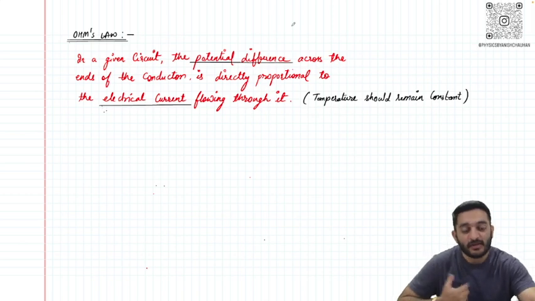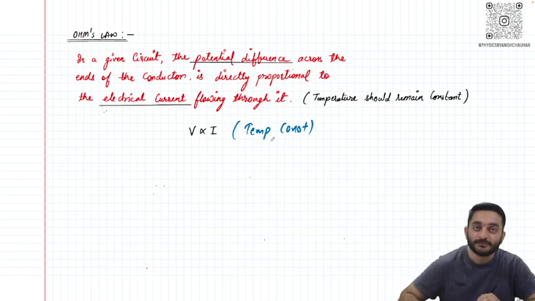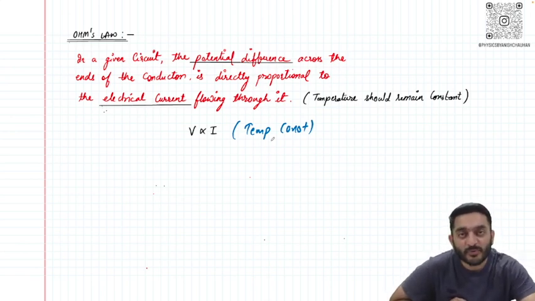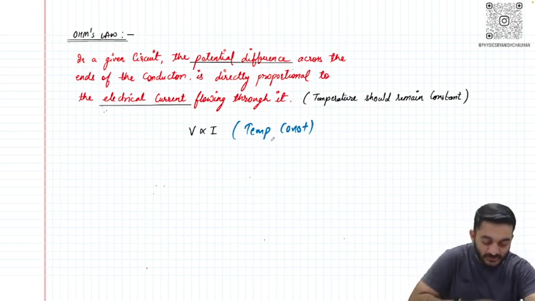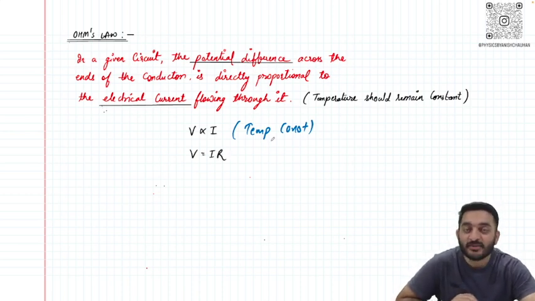So when I say that according to Ohm's law my voltage is directly proportional to current, you should always remember that Ohm considered the temperature constant. Now we simply know that whenever we have a proportionality sign and we remove it, we have to introduce some constant. The constant I'm going to introduce here is R, and this R is known as resistance. We have already seen how the resistance depends on various factors.